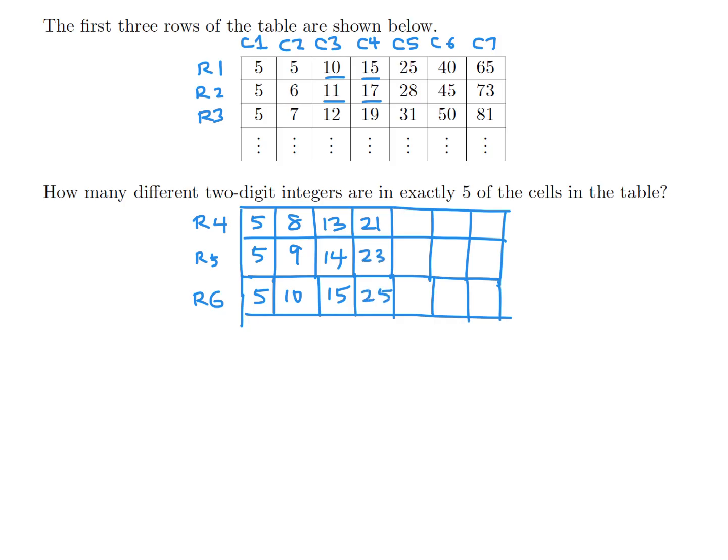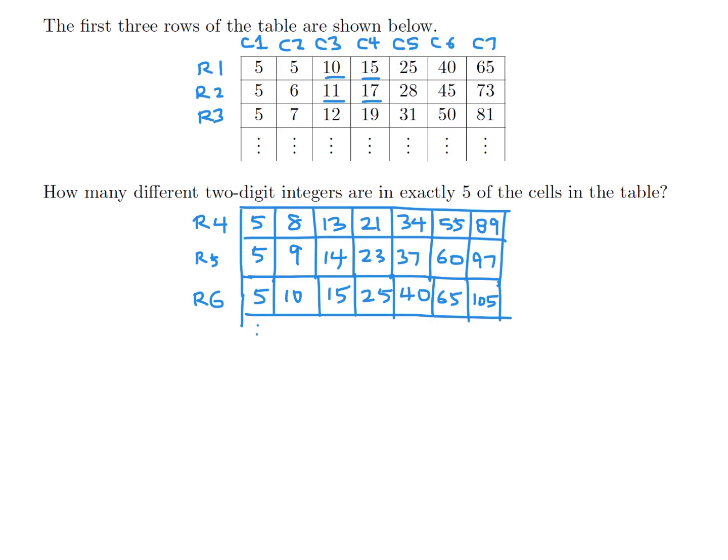And similarly, the next column looks like it goes up by 3 every time. So that's going to be 34, 37, 40. The next column looks like it goes up by 5 every time. So 55, 60, 65. And the last column looks like it goes up by 8 every time. So it's going to be 89, 97, and what's the next one? 105, and so on, right?